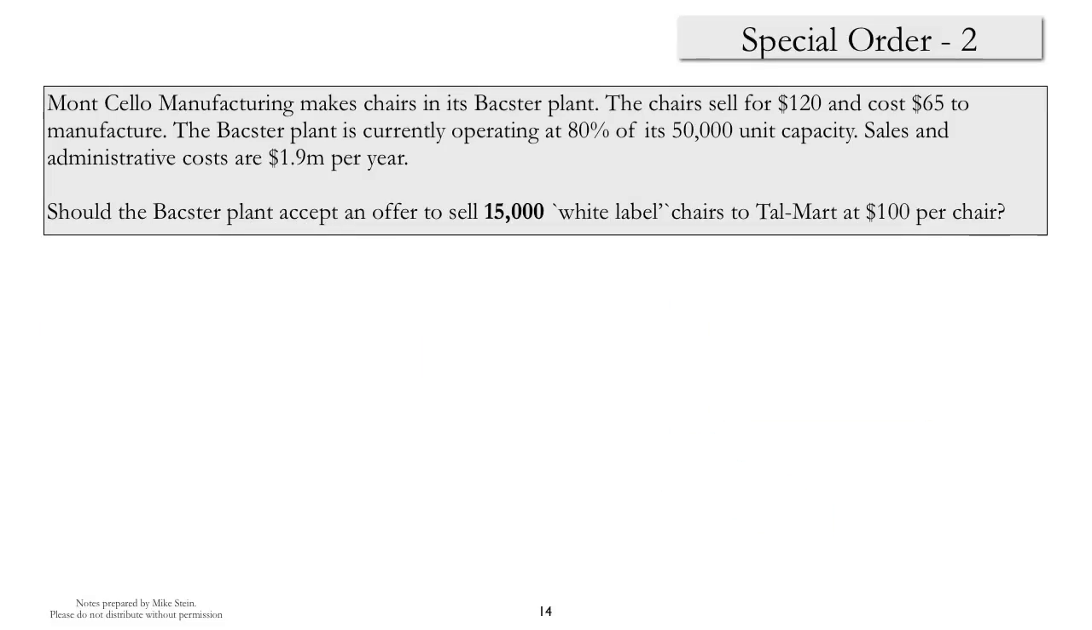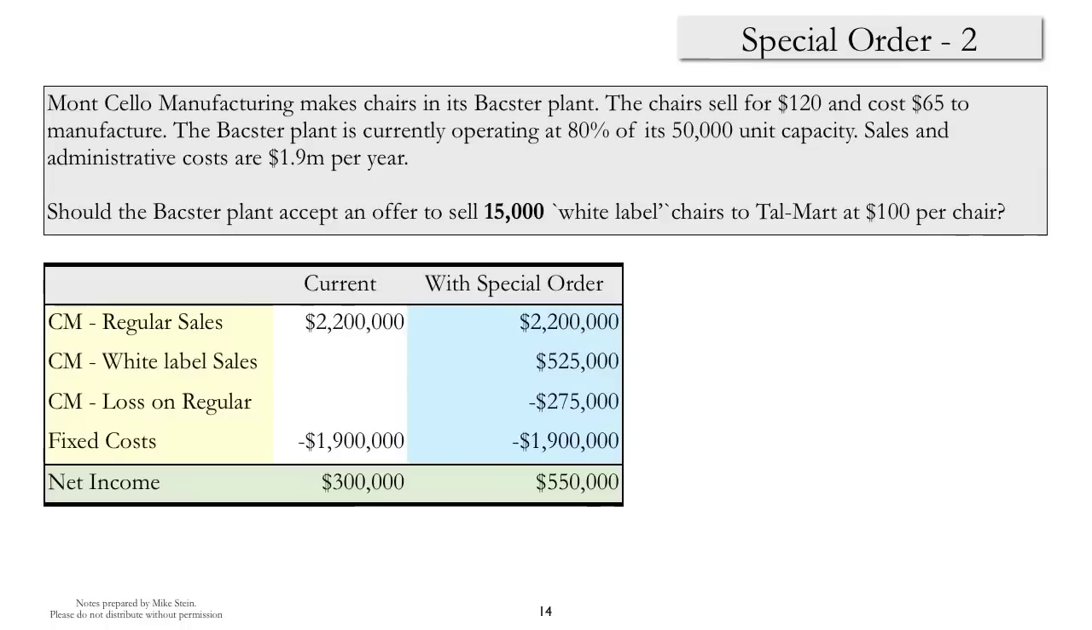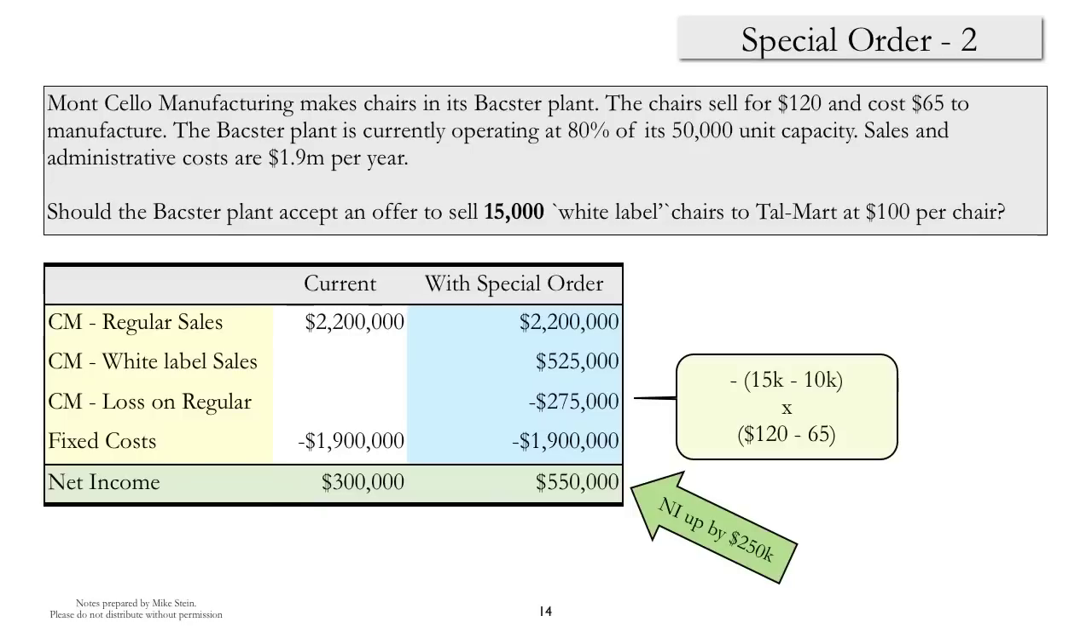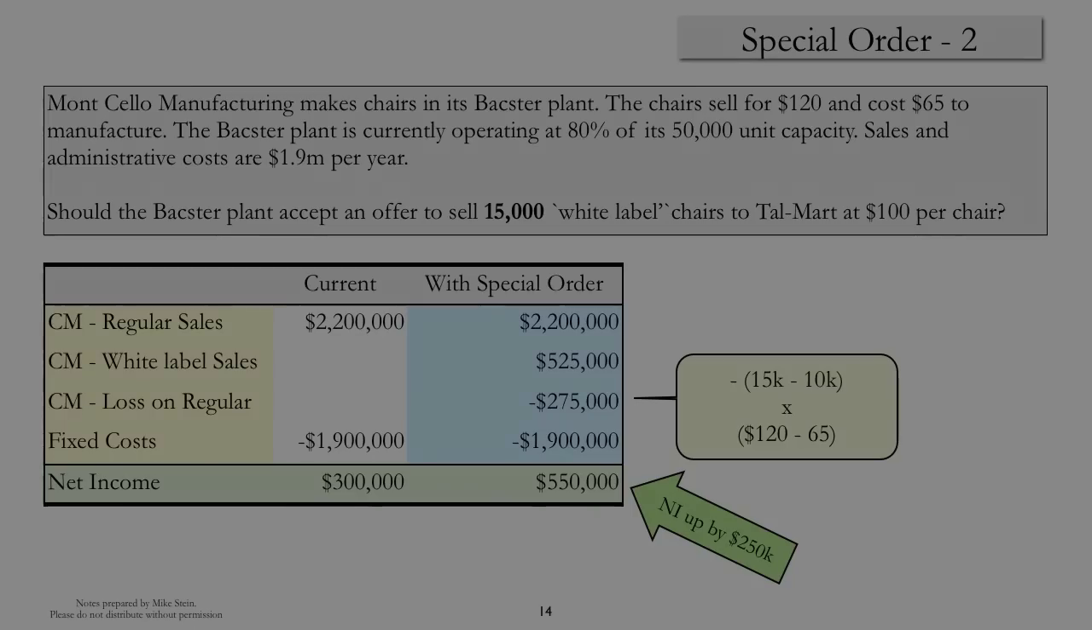Now the problem is complicated in that the white label order would take MCM beyond its production capacity. There are several ways to analyze this case, but I prefer to lay out the base case and then adjust to meet conditions. One adjustment is the increase in contribution margin from white label sales, $525,000. The other adjustment is to recognize the loss in contribution margin from regular sales in order to satisfy the capacity constraint. That is, 5,000 fewer normal units would be produced and sold in order to meet the demand of the white label sales. Overall, contribution margin and net income increases by $250,000.